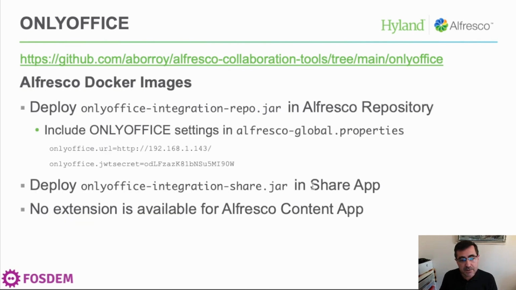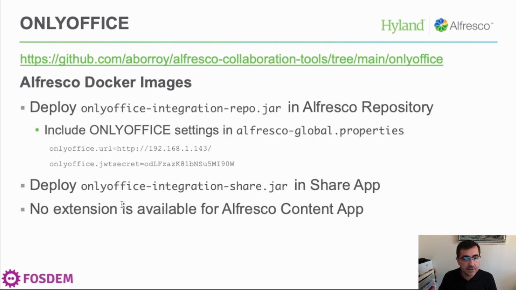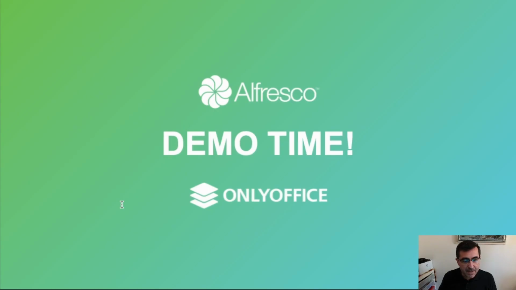And we are deploying the OnlyOffice integration in the Share application, and no extension is available for the Alfresco Content App. So we are extending the Docker images just to add these settings, the OnlyOffice URL and the JWT secret, and creating this JWT secret on the configuration for the Docker Compose. So with that in mind, let's start with the demo.